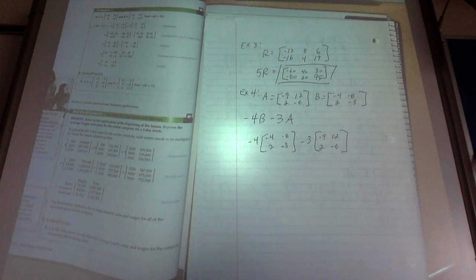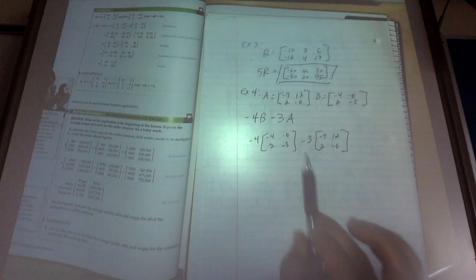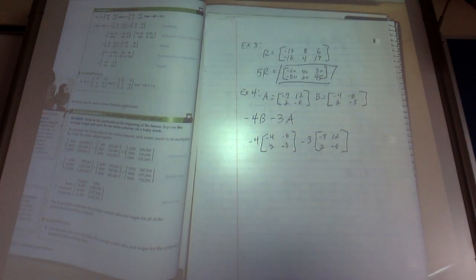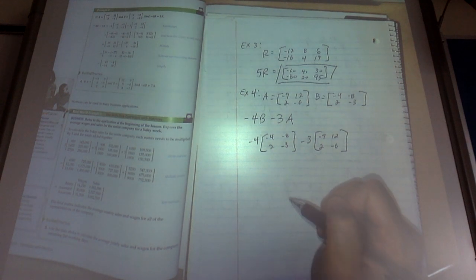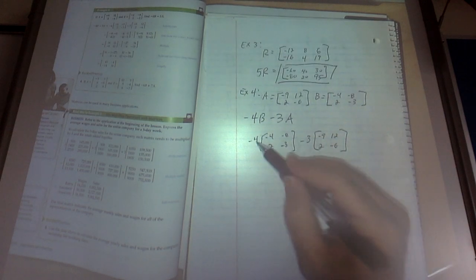Now, they're both 2 by 2 matrices, so we know that we can eventually subtract these. Now, notice what I'm about to do, and I'll hit on it in a second. We're going to multiply everything by -3 over here to take care of the signs. If you don't do that, you leave it as a subtraction problem. So I'm going to give you a little shortcut on that. All right, here we go.